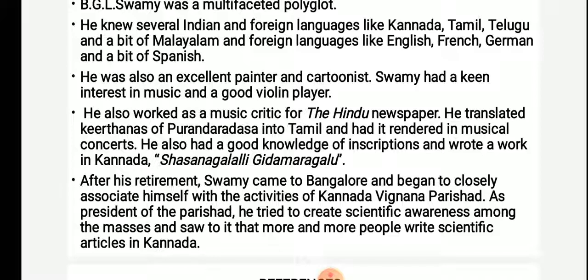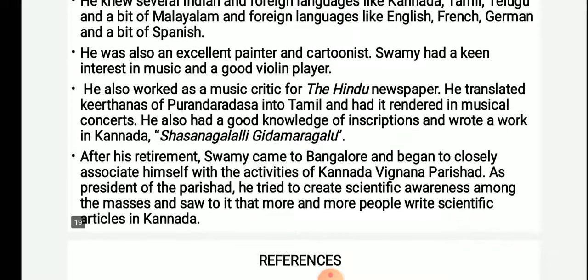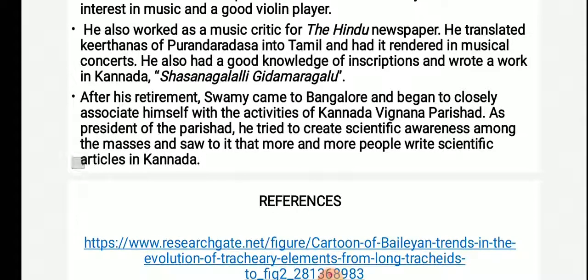He also had a good knowledge of inscriptions and wrote a work in Kannada, Shasanagalli Gidamaragalu. After his retirement, Swamy came to Bangalore and began to closely associate himself with the activities of Kannada Vijnana Parishad. As president of the Parishad, he tried to create scientific awareness among the masses and saw to it that more and more people write scientific articles in Kannada.